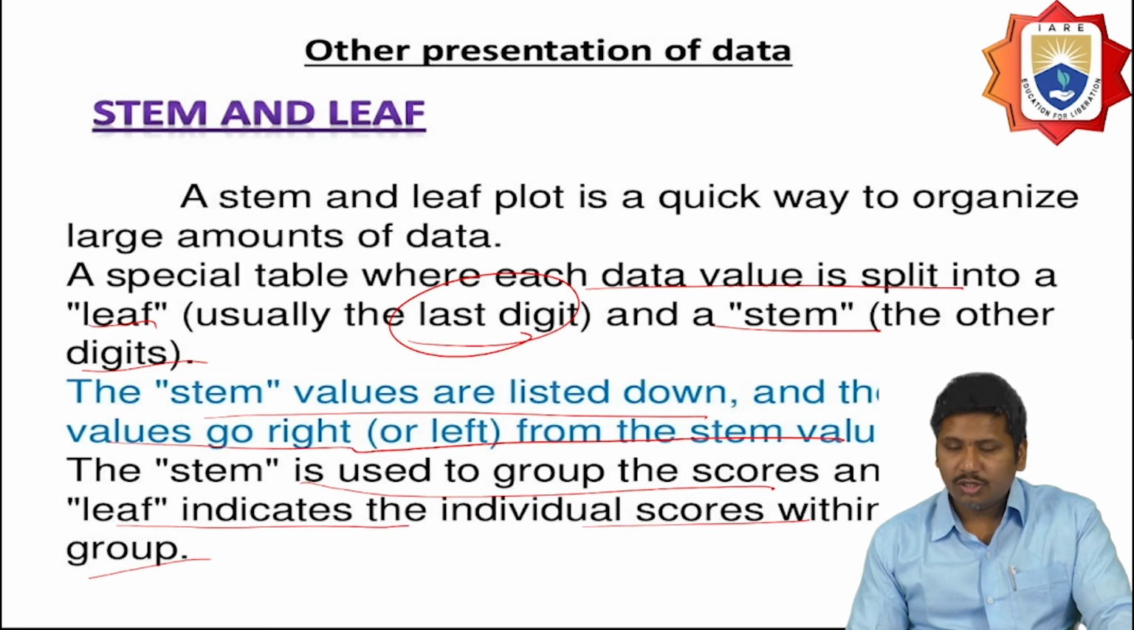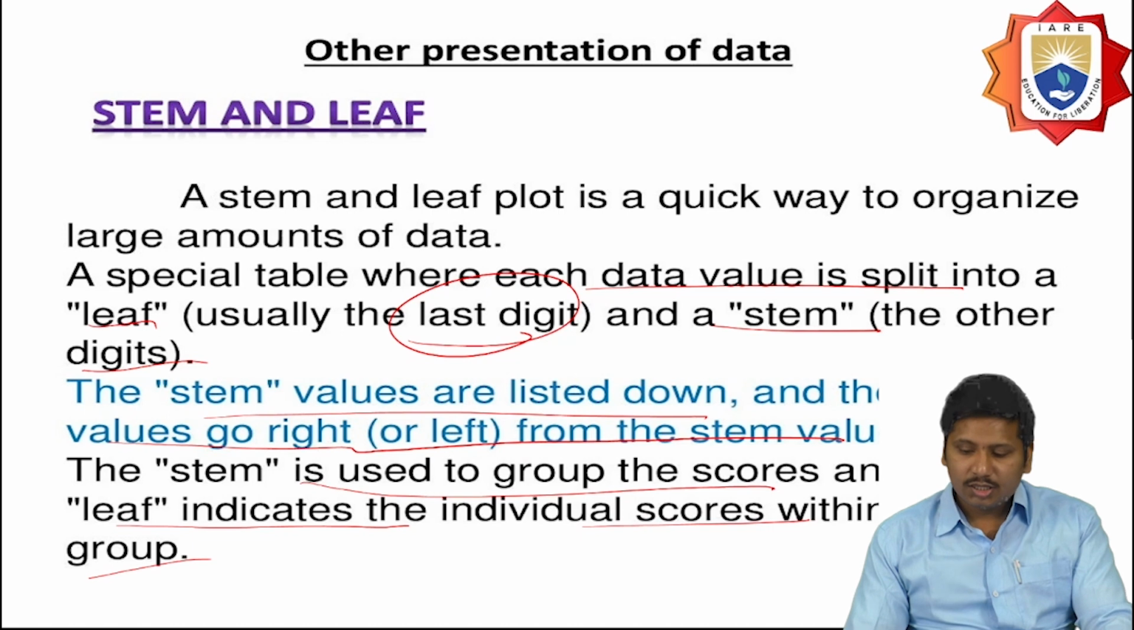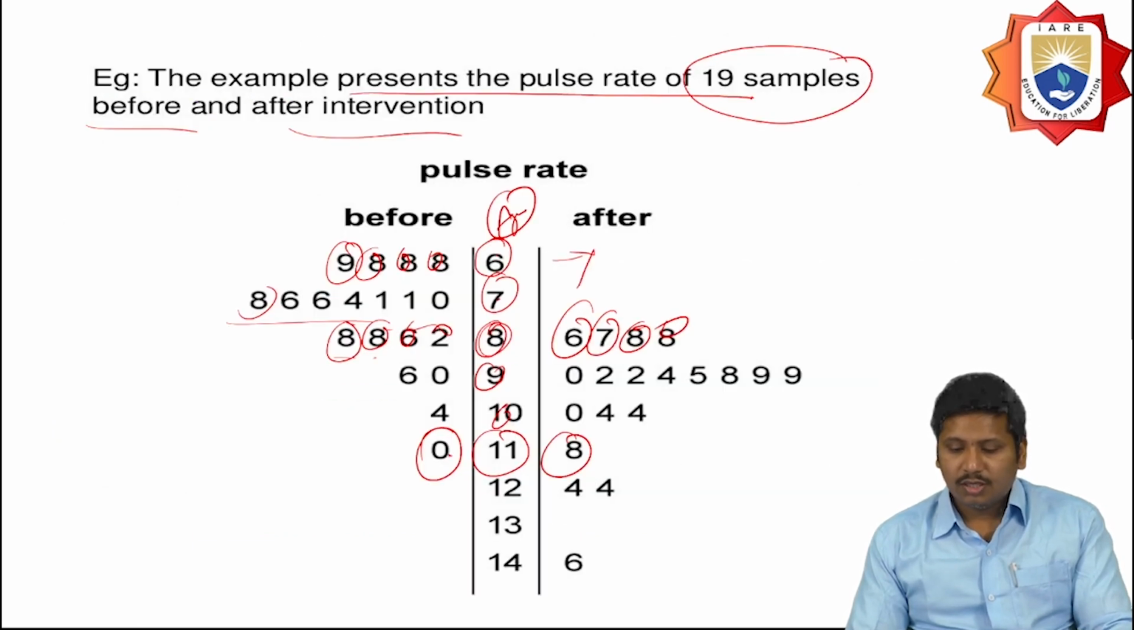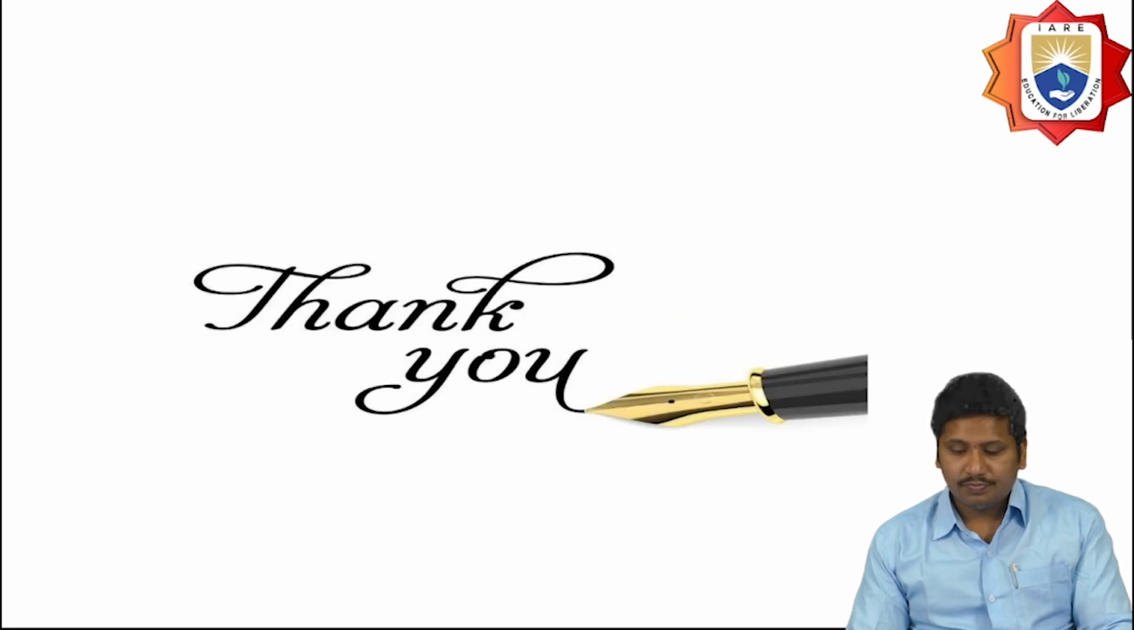And stem and leaf. This is also a very quick way to organize a large amount of data, where the leaf is the last digit and the stem is the other digits. Okay. So this is the example of the stem and leaf diagram.